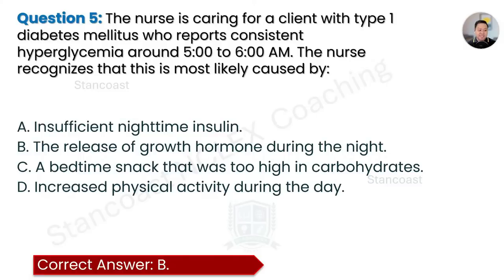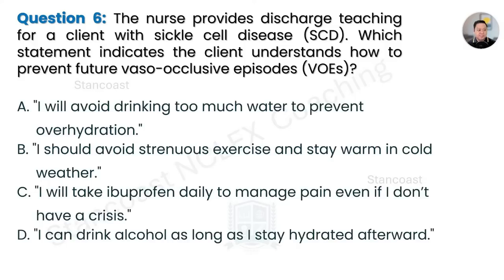Option D is also incorrect. We know that physical activity during the day is unlikely to cause early morning hyperglycemia, but in fact, regular activity often improves glycemic control by enhancing insulin sensitivity, and this option is irrelevant to the timing and pathophysiology of the dawn phenomenon. Let's have number 6.